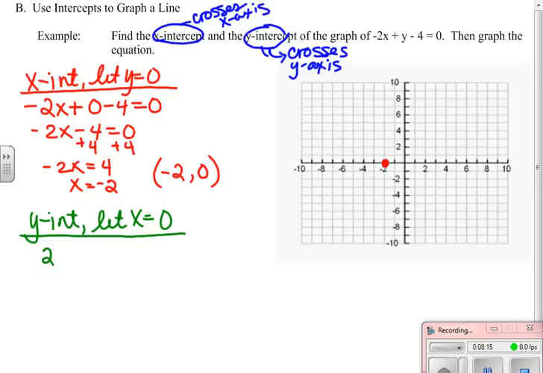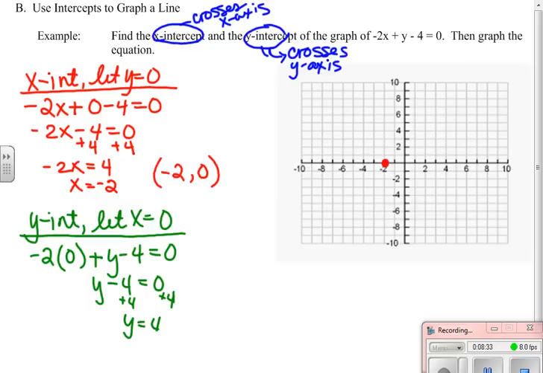So we have negative 2 times 0 plus y minus 4 equals 0. Negative 2 times 0 is 0, so I have y minus 4 equals 0. Add 4, and y equals 4. So now I have the ordered pair 0, 4 to graph. So that means my line goes through there. So I was able to graph without having to manipulate my equation to the slope-intercept form.